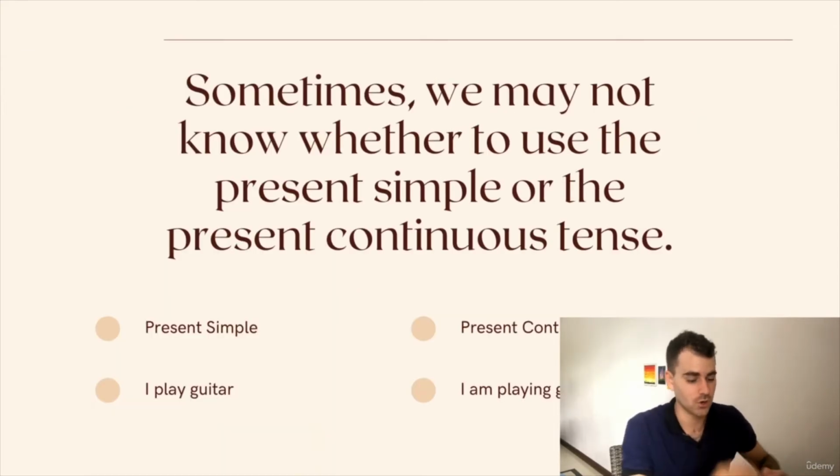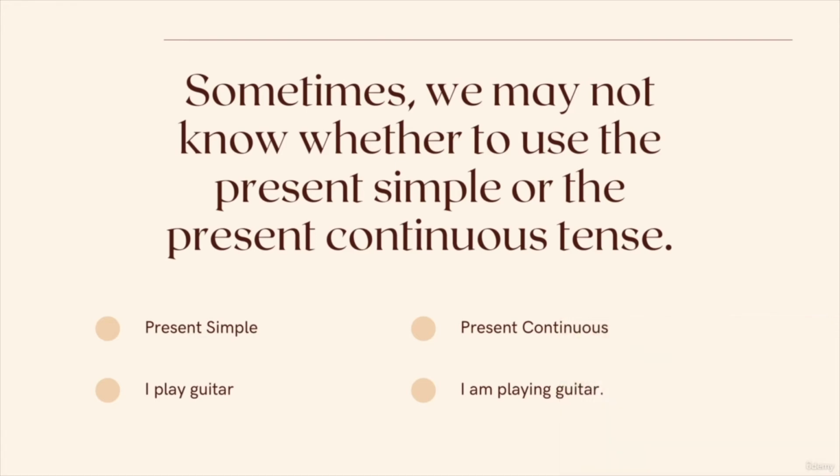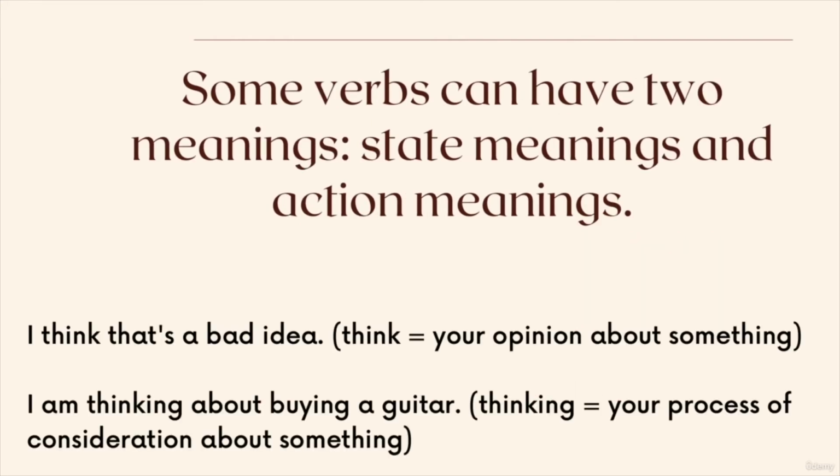Sometimes we may not know whether to use the present simple or the present continuous. So now we're getting more advanced, and like I said, this might not interest you, but the present continuous is: I am running, she is playing, we are talking. Here's a difference. I play guitar, present simple. I am playing guitar, present continuous. Sometimes we don't know which one we should use, right? Some verbs can have two meanings, state meanings and action meanings.